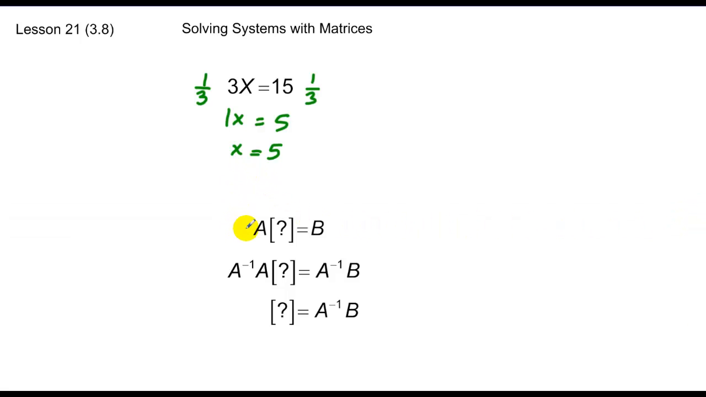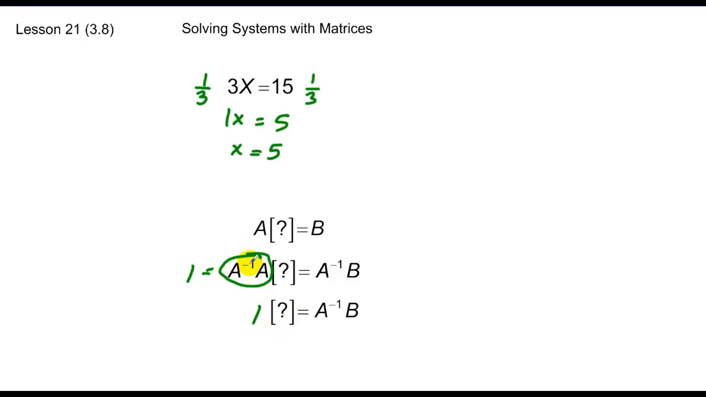If we multiply some matrix A by an unknown matrix, I'll give it a question mark, and set that equal to another matrix B, and I want to get this unknown matrix by itself, then I must multiply by the inverse of A in order to make this quantity here equal 1. Multiplying the inverse times its matrix gets me 1, and 1 times anything is that unknown matrix.